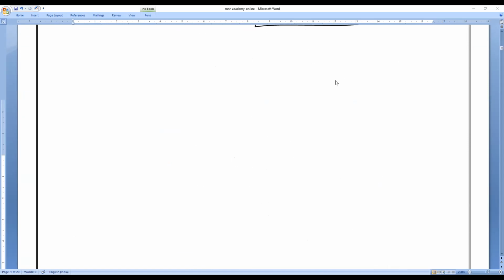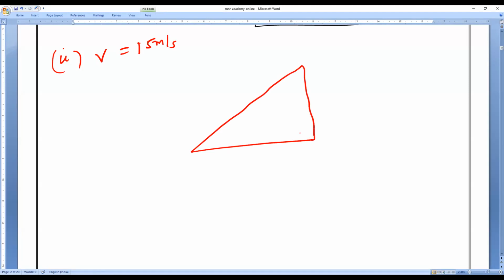Now, let us go with the second case. We all know that by that time, the force of friction will act in what direction? Case 2. So V is equal to how much now? 15 meter per second. Understanding? So V is equal to 15 meter per second. So let me take my car here.